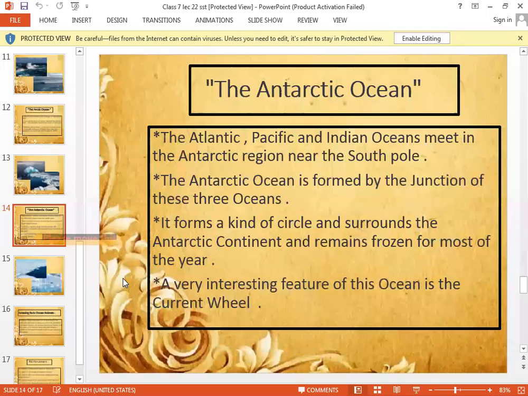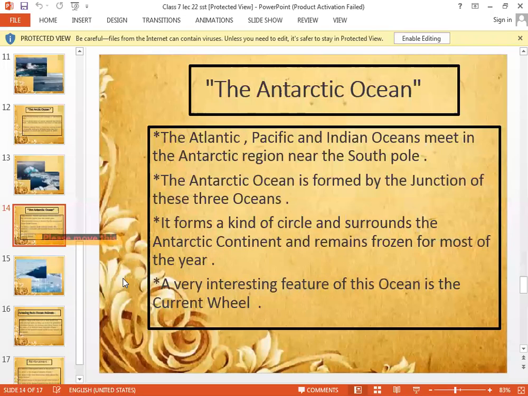And then the Antarctic Ocean is formed by the junction of these three oceans. सो ये जो साउथ पोल पर तीन ओशियंस आकर आपस में मिलते हैं, इन्हीं की वजह से क्रिएट होता है द एंटार्क्टिक ओशियन. So it has a great mass of water. इसमें बहुत ज़्यादा पानी होता है because three main oceans meet here. So it forms a kind of circle and surrounds the Antarctic continent. ये एंटार्क्टिक कॉन्टिनेंट के इर्द गिर्द सारा फैला हुआ है, इसीलिए ये एक सर्कल की शेप में है.